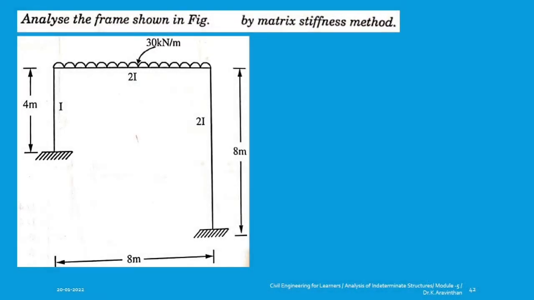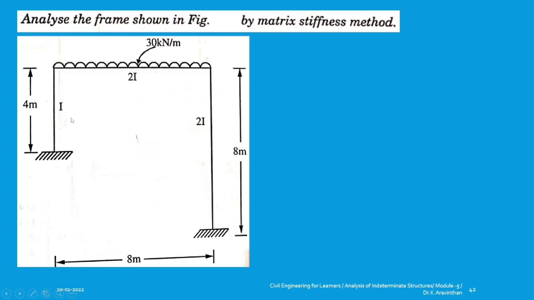Analyze the frame as shown in the figure by the matrix stiffness method. If you have different lengths of a column, what happens? It creates a sway. This is what was highlighted in earlier classes. The sway could be created when you have uneven column length.